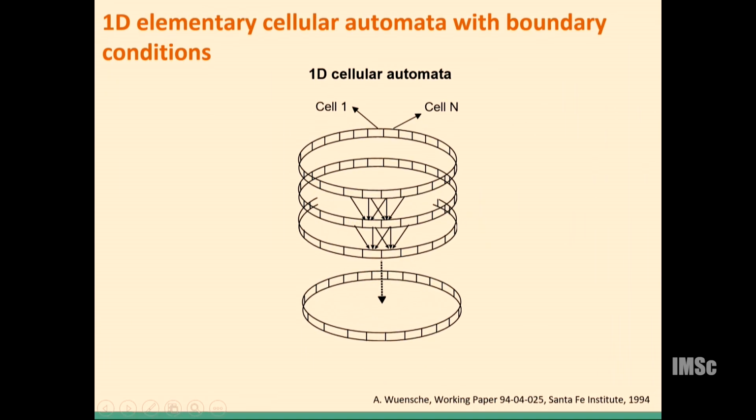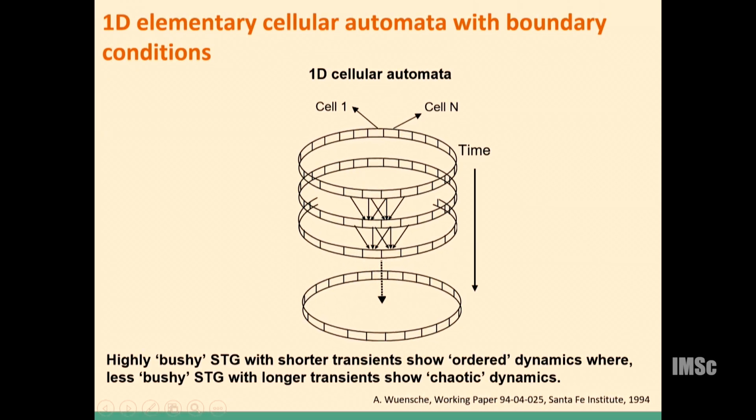In cellular automata, this is a specific type: a ring-like 1D structure, where each cell can take the value 0 or 1, and takes inputs from its k neighborhood. At each cell, there is a homogeneous logic rule that governs the dynamics of that system. And there he mentioned that a highly bushy state transition graph that has a shorter transient shows ordered dynamics, compared to a less bushy STG where we can see chaotic dynamics.